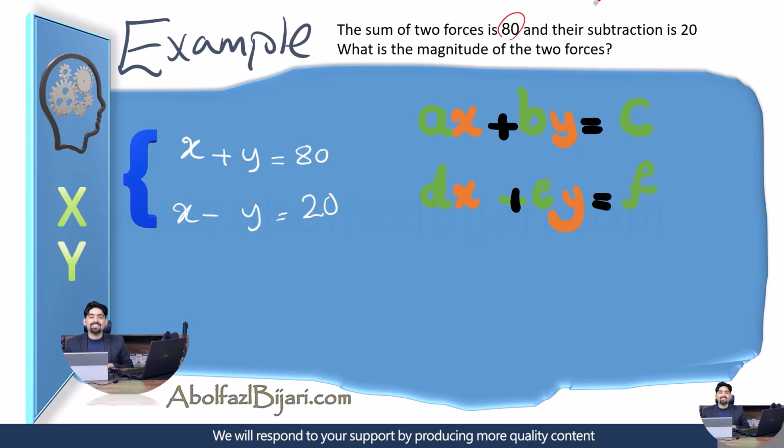The first value, that is x, plus the second value, that is y, equals 80. And we write their difference in the same way. Okay? Now, if we get the unknown values x and y, the work is done. You must calculate x and y.